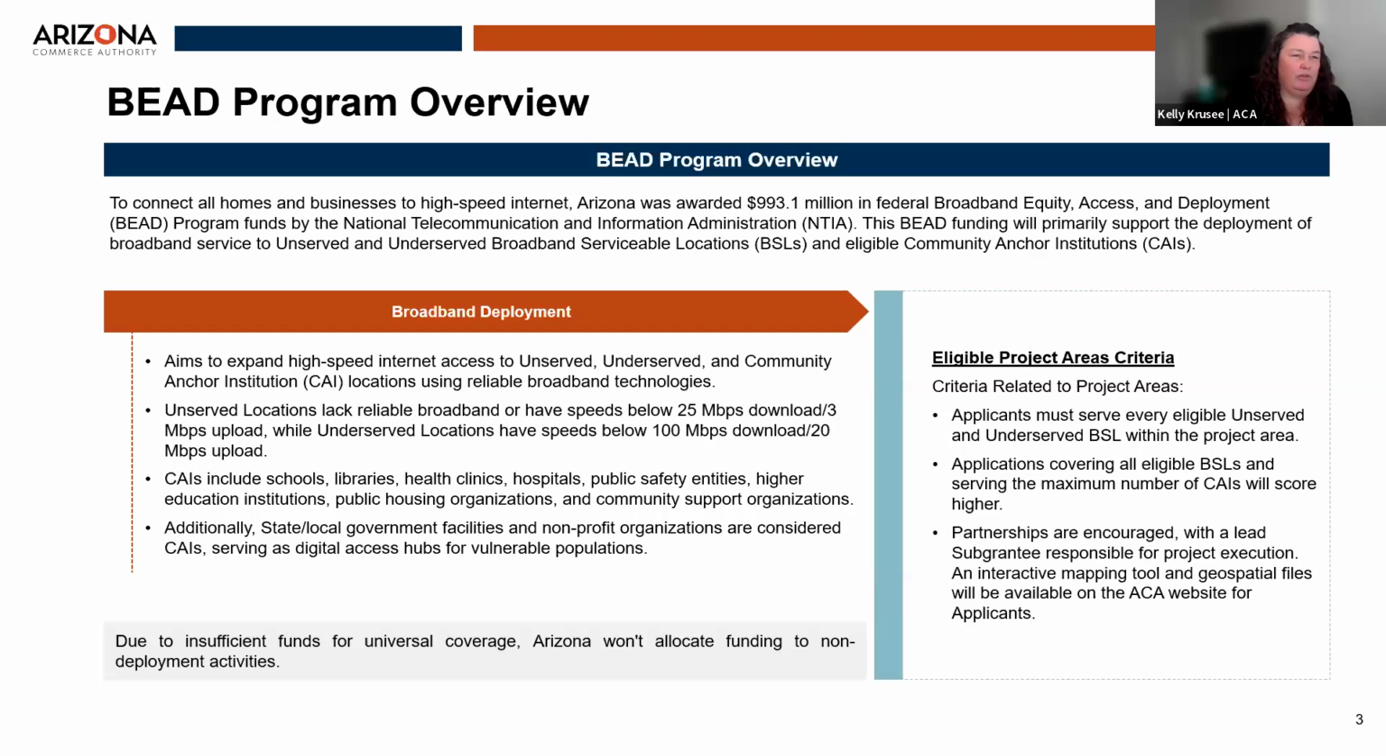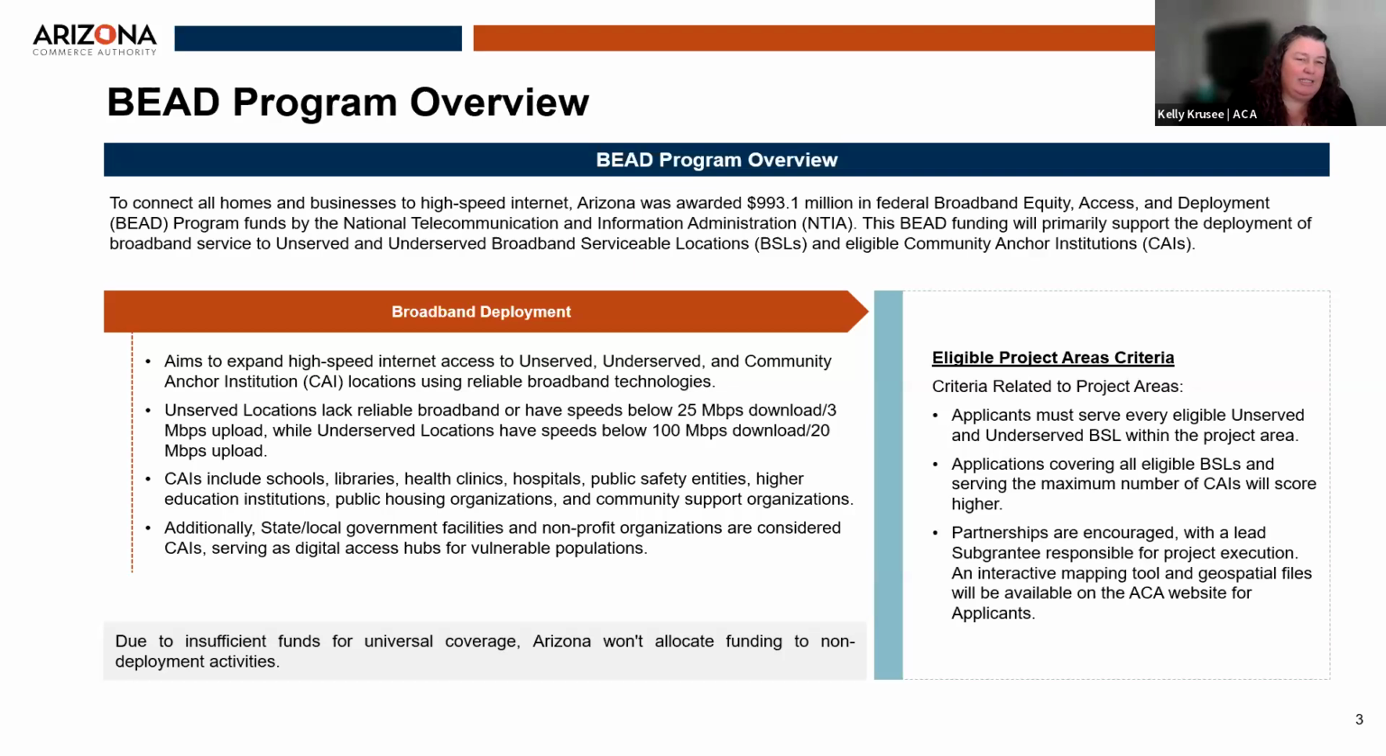Okay, so quick overview before we dig into the application. And just as a reminder for everyone of BEAD, we all are familiar with the BEAD program, and Arizona has been allocated almost $1 billion in funding, which is historic and exciting for our state. This comes from the NTIA. The funding is to support the deployment of broadband service to unserved and underserved BSLs and eligible CAIs throughout the state. And as a reminder, unserved is 25 down, 3 up. Underserved is 100 down and 20 up.